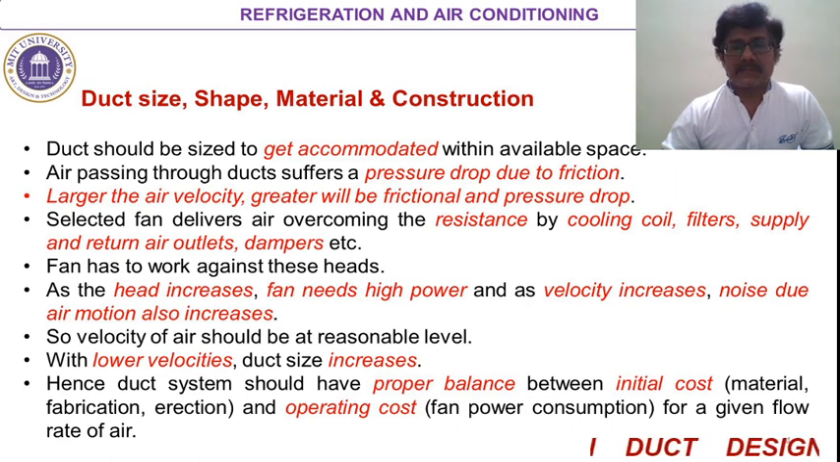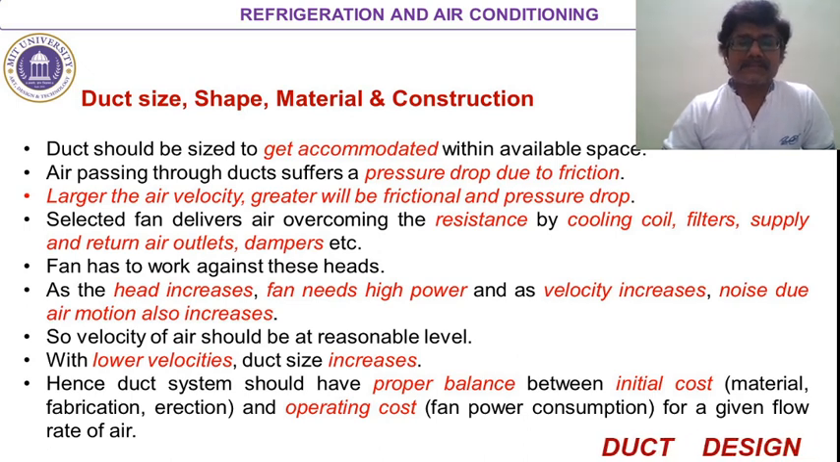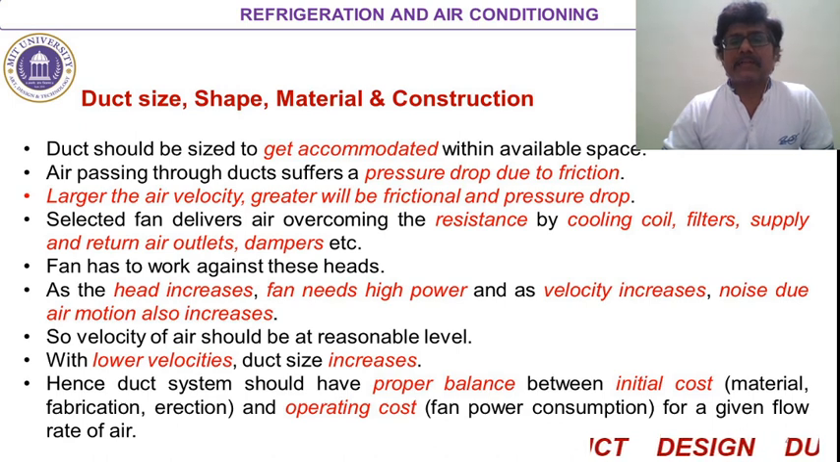The air which passes through the ducts may be at a lower velocity or at a higher velocity, but it definitely possesses some velocity. So the duct suffers a pressure drop due to friction. Friction between the flow of the air and the inner surfaces of the duct normally takes place, due to which there is a pressure drop across the length of the duct. The algebra is very clear here: the larger the air velocity, the greater will be the frictional pressure drop.